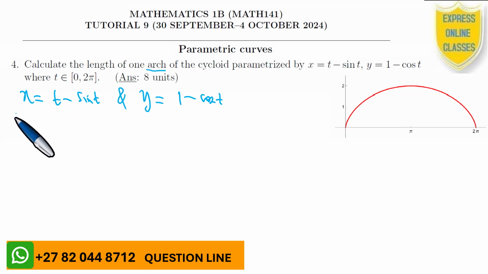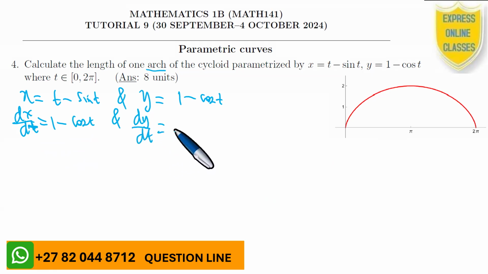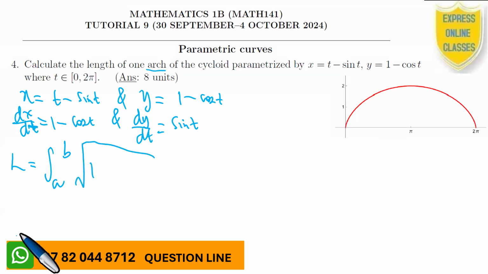So at this point, we need to do what we know. We need to find the derivative dx dt, which is 1 minus cosine t. So dy dt, the derivative of this, becomes exactly the sine of t. So if we're doing the arc length, we integrate from a to b, and that is the formula.